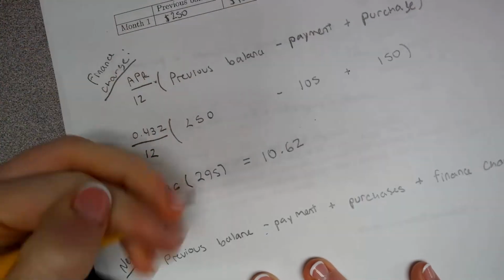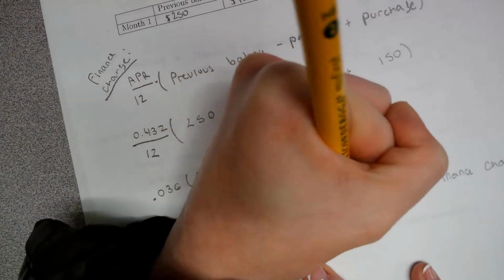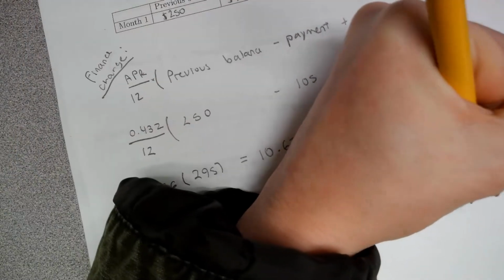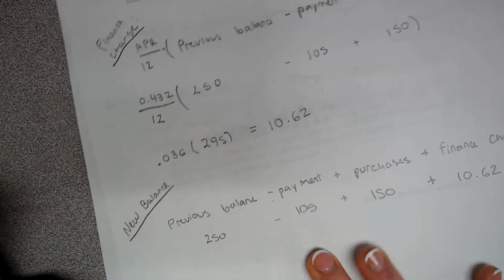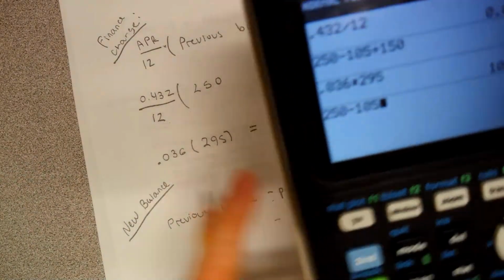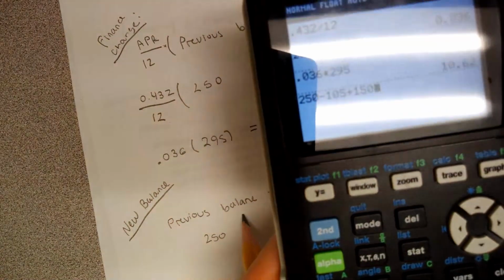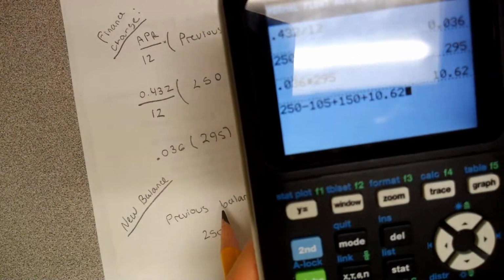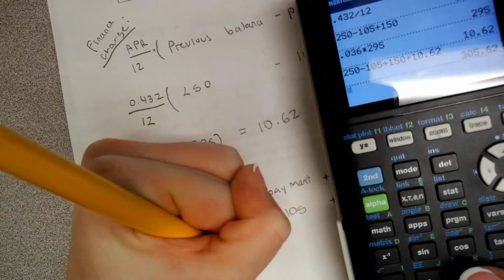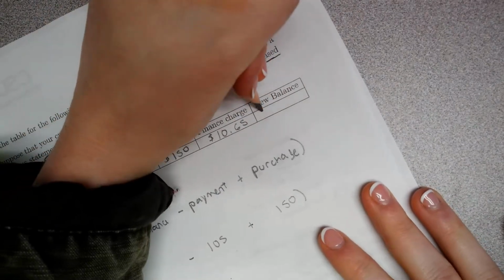Okay, so previous balance, 250. Minus the payment, which is 105. Plus the purchase, which is 150. Plus the finance charge, which we just found out was 10.62. Okay, and all of that total is going to be 250 minus 105 plus 150 plus 10.62. The current balance now is 305.62. At the end of the month, that is how much he owes.